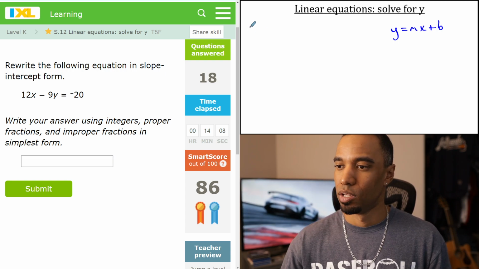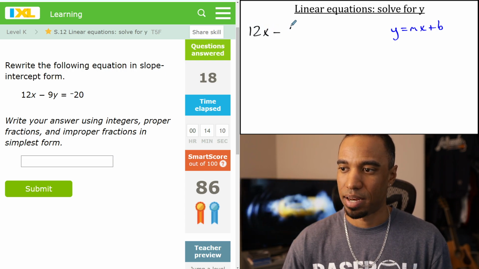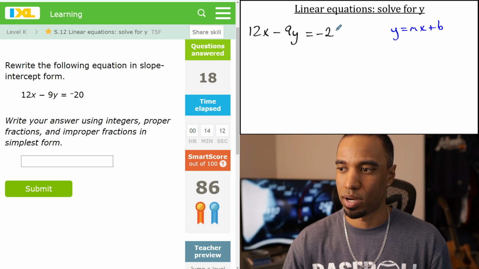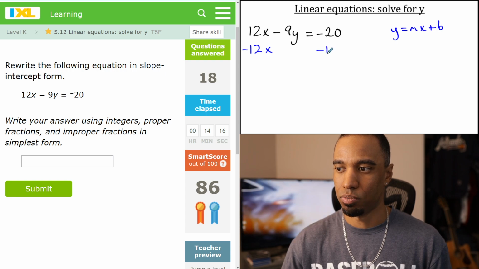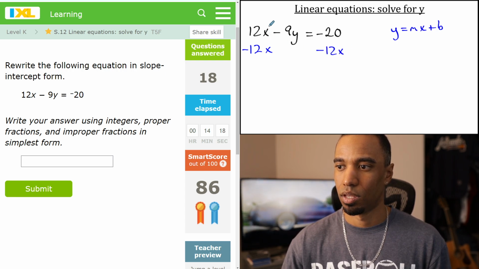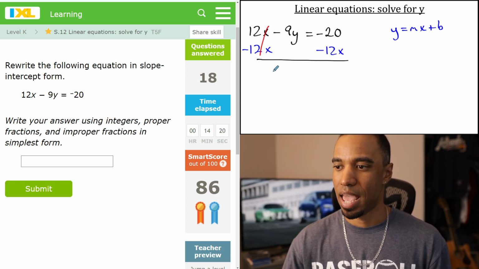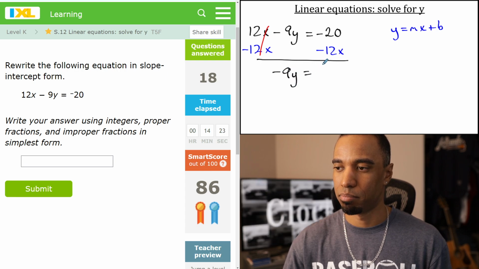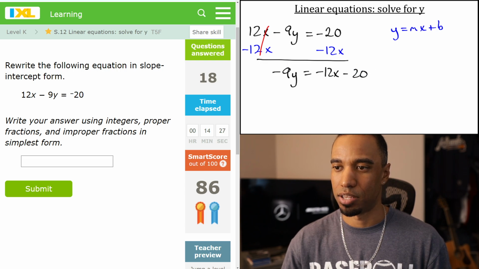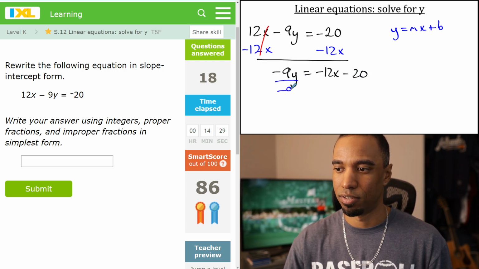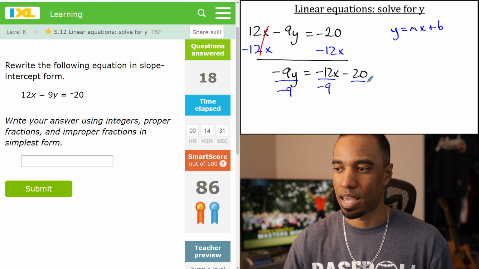Here we go. 12x minus 9y equals negative 20. Subtract 12x from both sides. Don't mind if I do. We'll get negative 9y. Don't forget the negative in front of the 9. Negative 12x minus 20. Good. Everything's going to turn positive when I divide everything by a negative 9, a negative 9, and, hey, another negative 9.